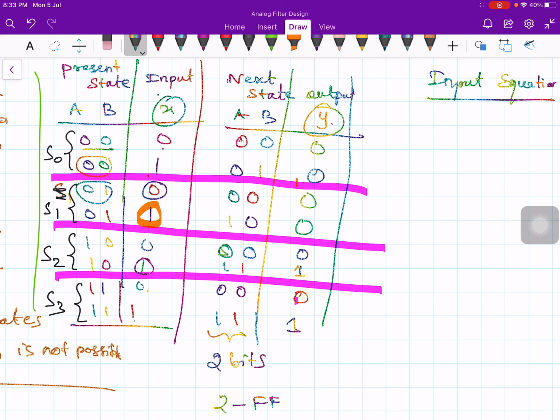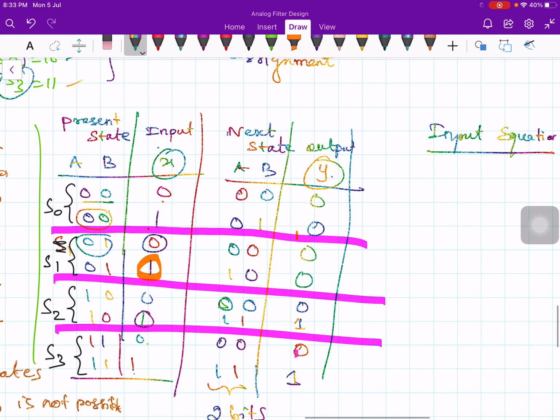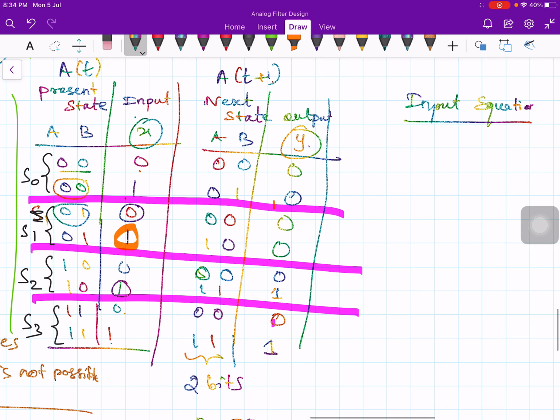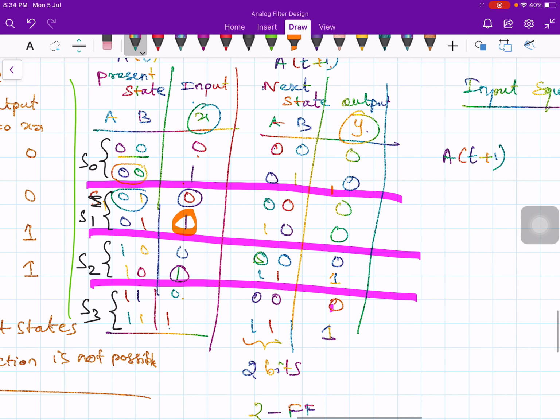The flip-flop input equations can be obtained directly from the next state columns of A and B. This is the present state, generally denoted A of t, and the next state is denoted by A of t plus 1. Now look here, what is A of t plus 1? You look at where the 1s are. Here I have 1, and here I have 1, and here I have 1.